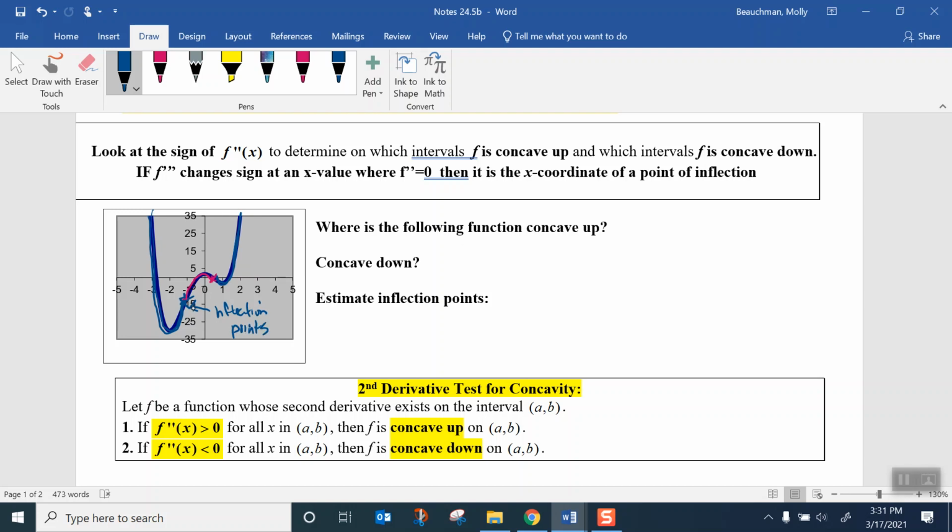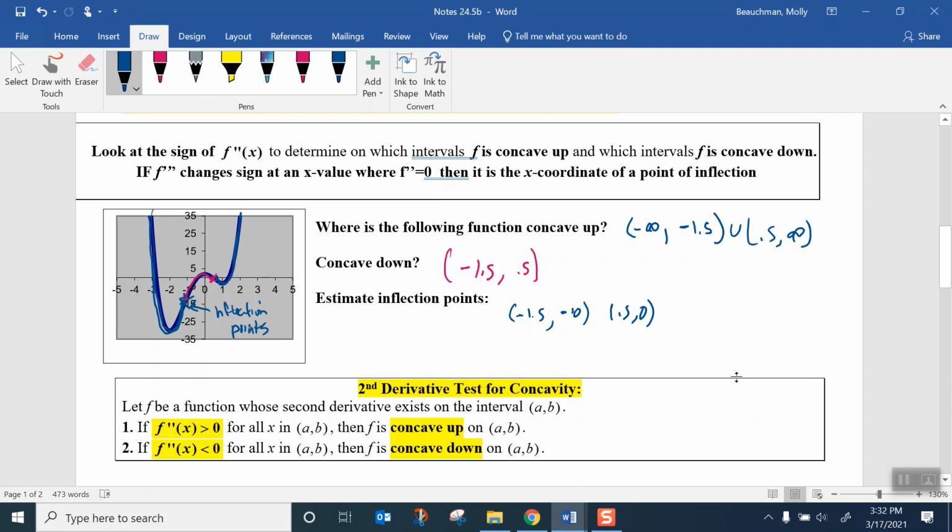So the function is concave up, it looks like, from about negative infinity to about negative 1.5. Then it's concave up again from about 0.5 to infinity. The function looks like it's concave down between negative 1.5 and 0.5. And the inflection points, if we estimate, it looks like at about negative 1.5 the y value is about negative 10, and at 0.5 possibly 0. It's hard to tell on the graph.